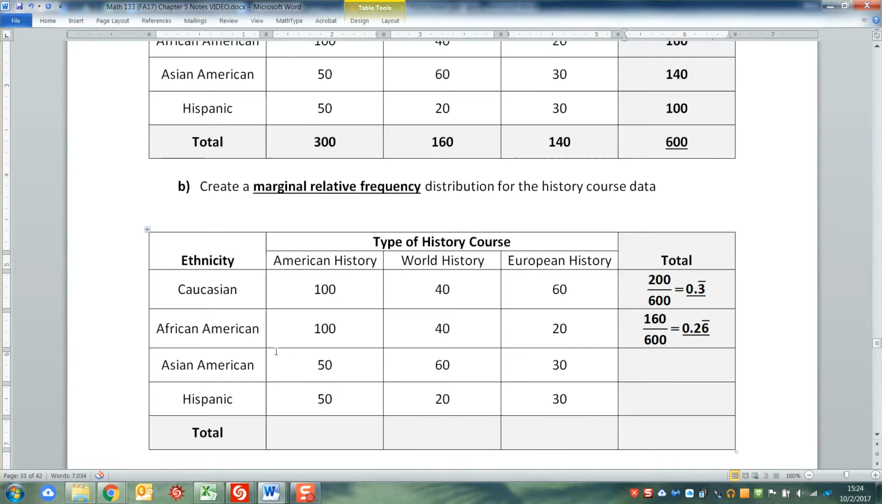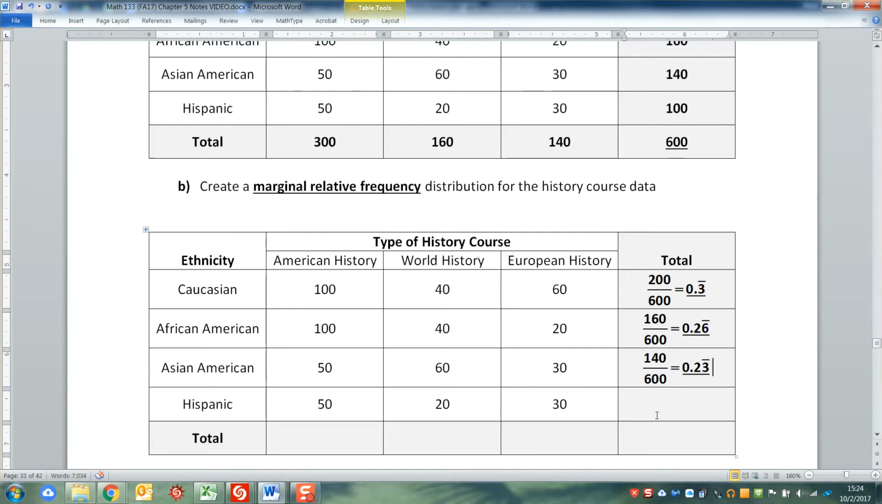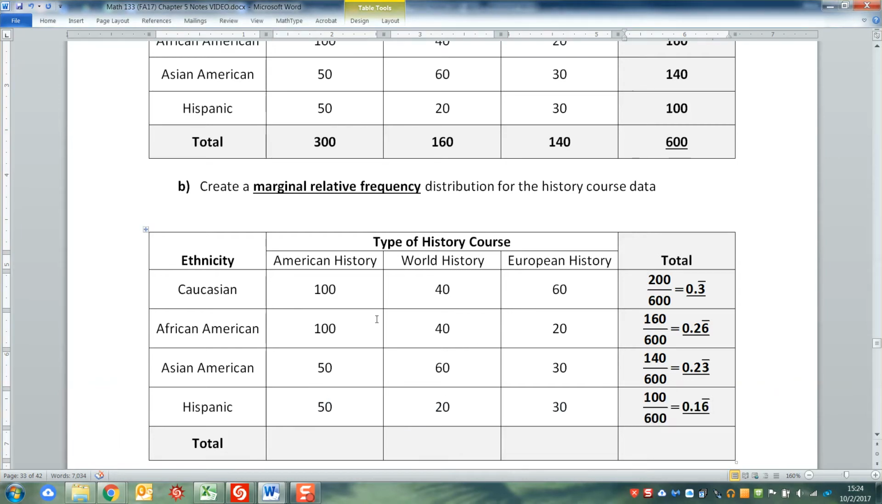So then this is the Asian American row. The Asian American row made 140. So this would be 140 divided by 600, which is 0.23 repeating. And last but not least is the Hispanic row right here, and that was 100. So that'd be 100 divided by 600. I'm not quite done yet.